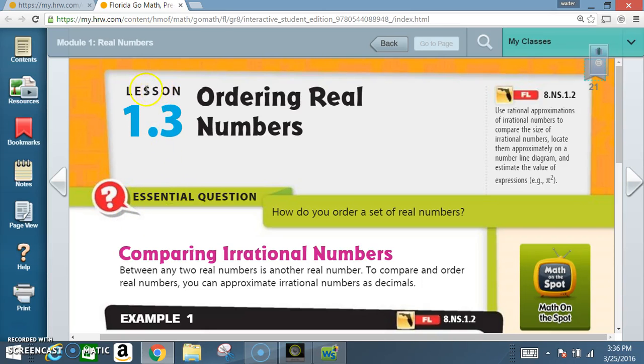Okay, class, today we're in lesson 1.3, ordering real numbers. Your essential question: how do you order a set of real numbers?